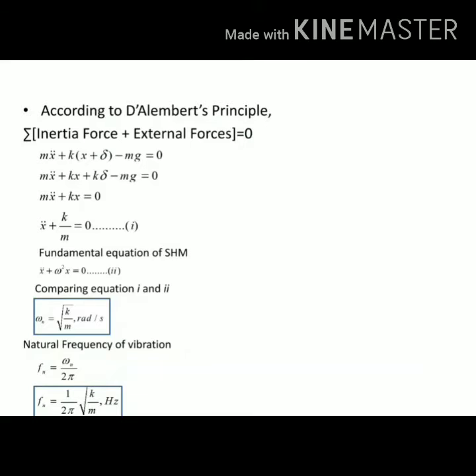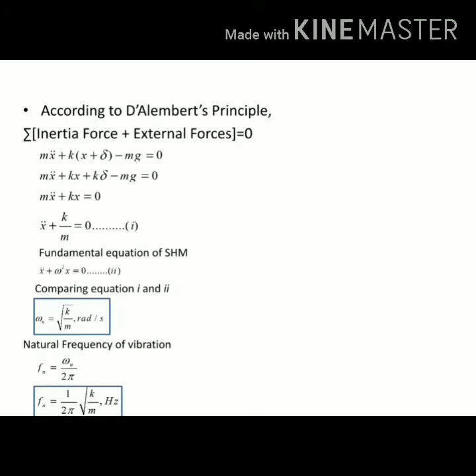So according to D'Alembert's principle, the algebraic sum of inertia force and external force is equal to 0. So we know that inertia force m x double dot plus external forces, spring force and gravitational force. Spring force k into x plus delta minus gravitational force mg is equal to 0. So you can write m x double dot plus kx plus k delta minus mg is equal to 0. So we can write m x double dot plus kx is equal to 0 because k delta is equal to mg.